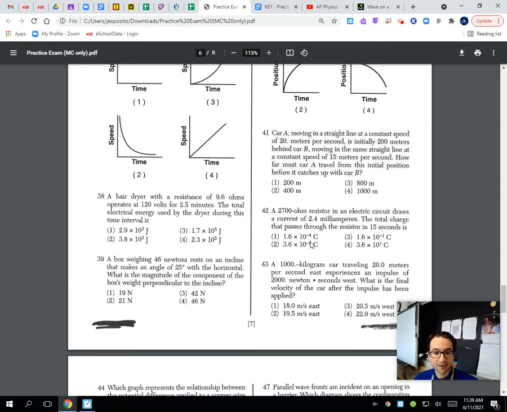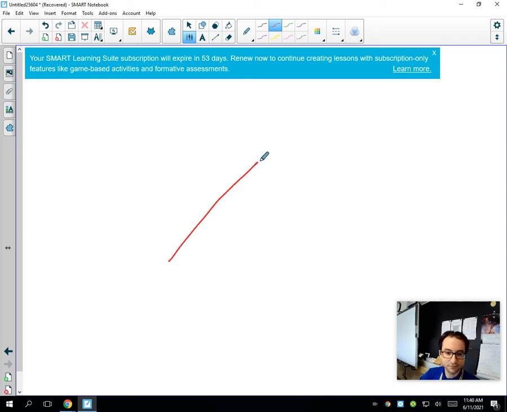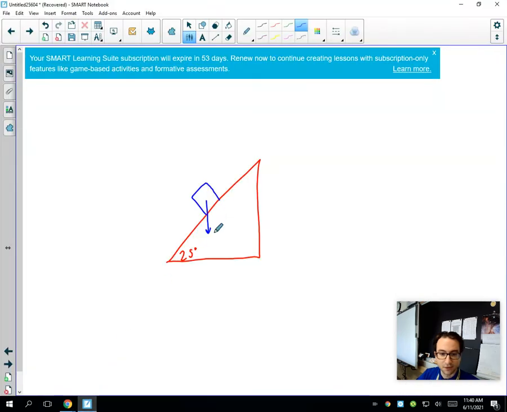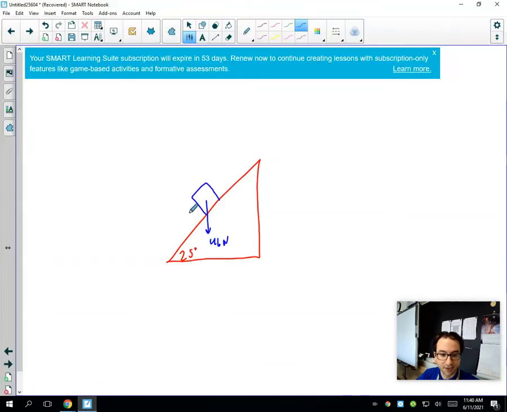Number 39, a box weighing 46 newtons, that's its force of gravity, rests on an incline, angle of 25. What's the magnitude of the component perpendicular to the incline? Okay, so let's get a little picture of an incline here. 25 degrees with the horizontal, that's the incline. Now the box on top of it has a gravity force equivalent to, I've already forgotten, 46 newtons. And we are asked for the perpendicular component to the incline. So that would be this one.